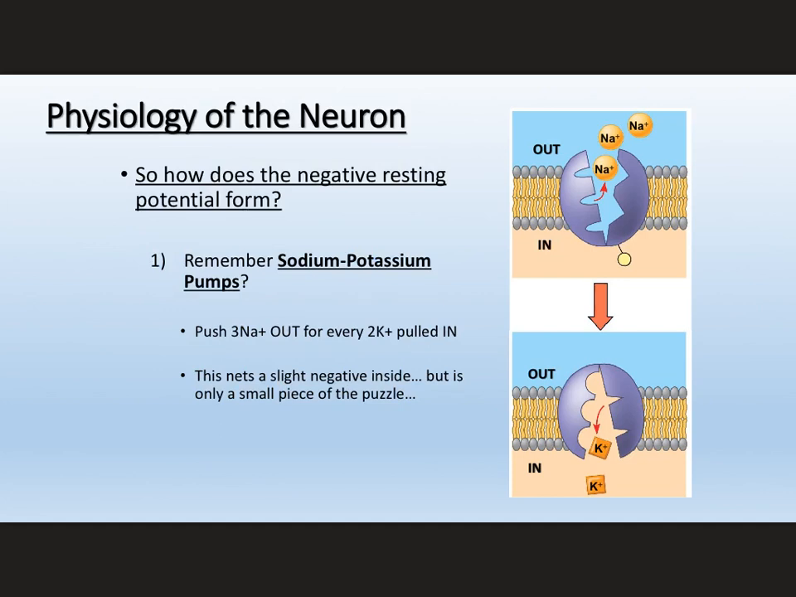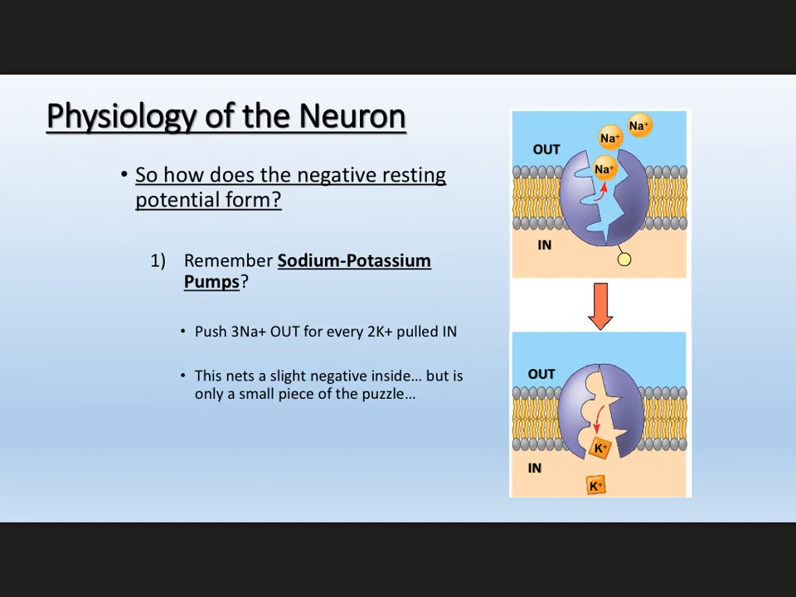Now the question becomes, how do you get there? How do you get a negative resting membrane potential? And again, just the fact that the membrane potential is not zero tells us that things aren't equally balanced. For some reason or another, we've got more negatives inside the cell. So there's a couple reasons that cells are made this way.